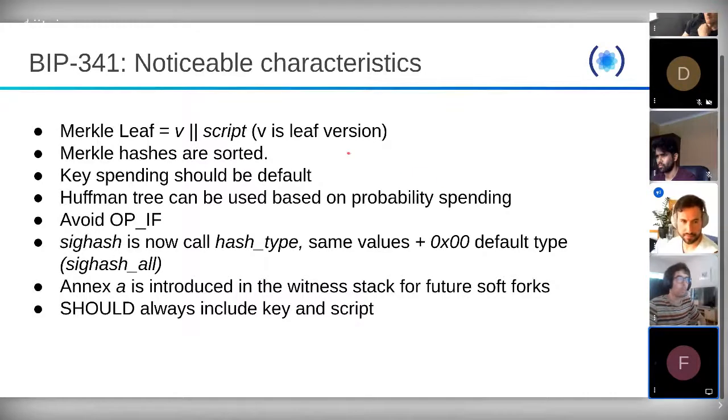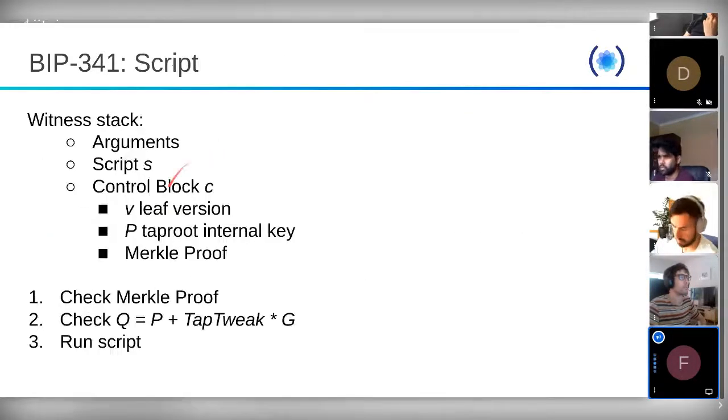Okay. So the Merkle leaf is actually not a script, it's V, which is the leaf version, concatenated to the script. And that's what we hash. And we go back to the leaf version. I just wanted to introduce the leaf version. So back to there, you have to specify the leaf version when you want to spend.